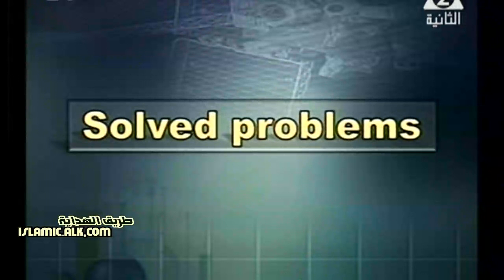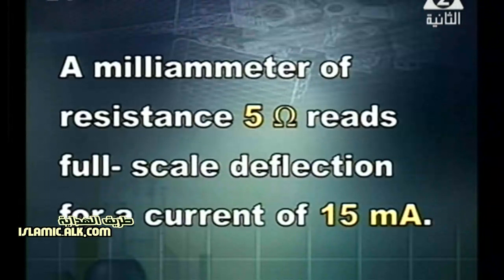And now let's solve some problems. A milliammeter of resistance 5 ohm. What is this 5 ohm? It is Rg. A milliammeter reads its full scale deflection for a current of 15 milliampere. 15 milliampere is Ig. Milli is converted into ampere, it is multiplied by 10 power negative 3.